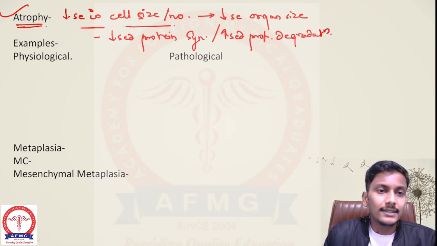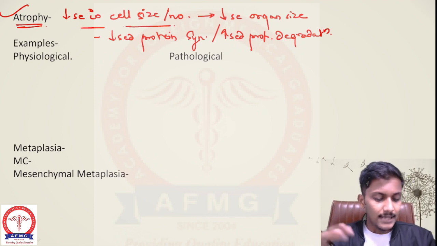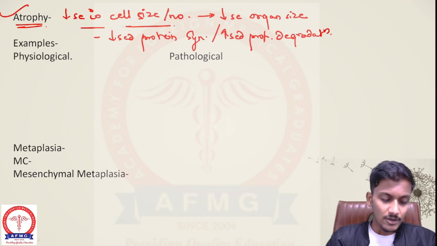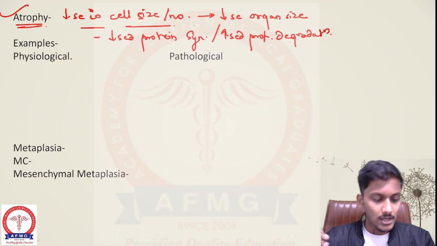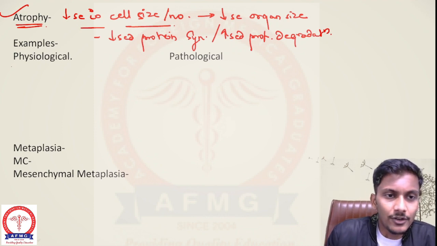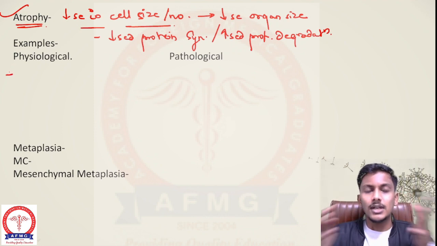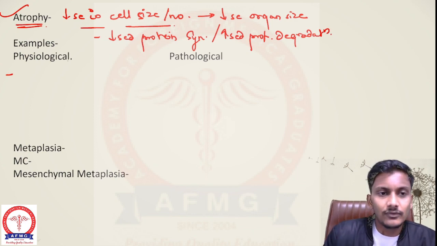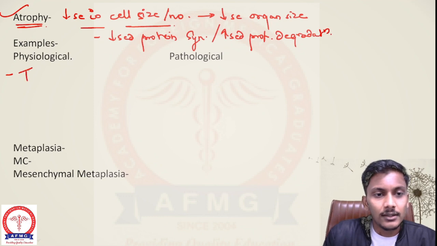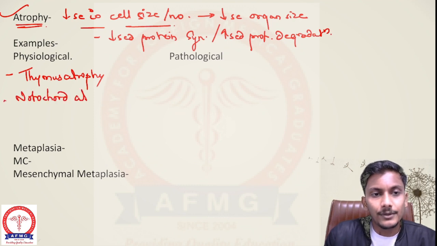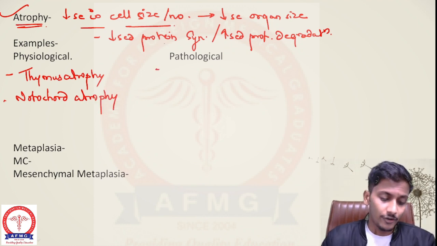Now let's see the examples of atrophy. The examples of atrophy can be different. It can be physiological again, or it can be pathological. What is the physiological example of atrophy? During organogenesis, many of the organs atrophy. Apart from that, in life there can be thymus atrophy, as we all know, or notochord atrophy, and both of these are examples of physiological atrophy. Whereas there are different kinds of pathological atrophy which are seen.